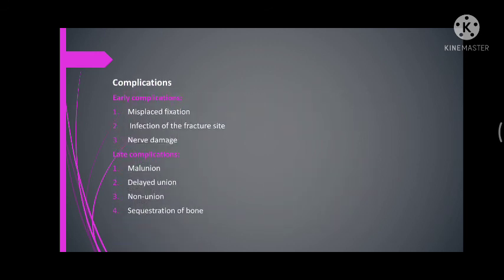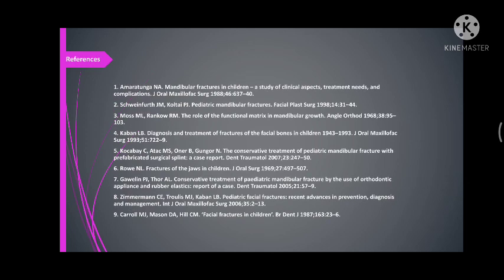Complications. Early complications include misplaced fixation, infection at the fracture site, and nerve damage. Late complications include malunion, delayed union, non-union, and sequestration of bone. And this is the reference, and thank you for listening.